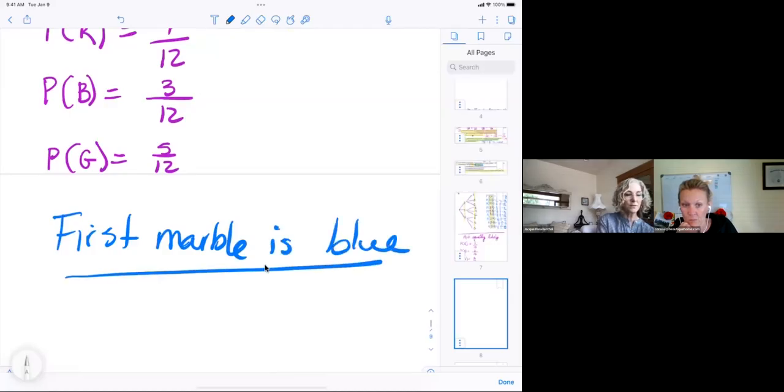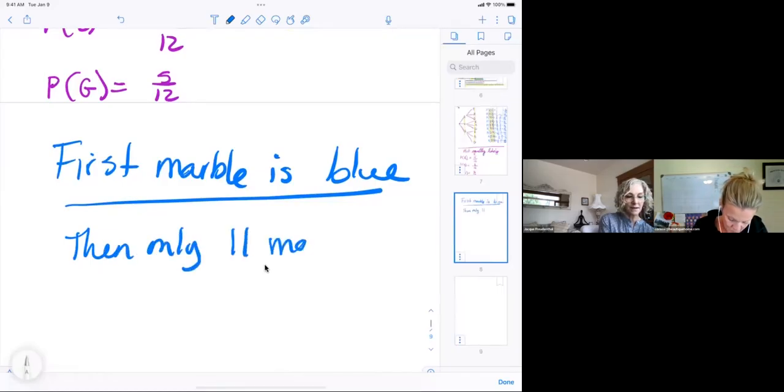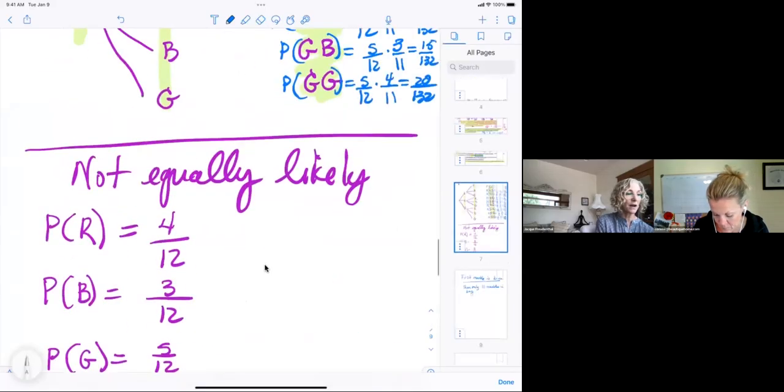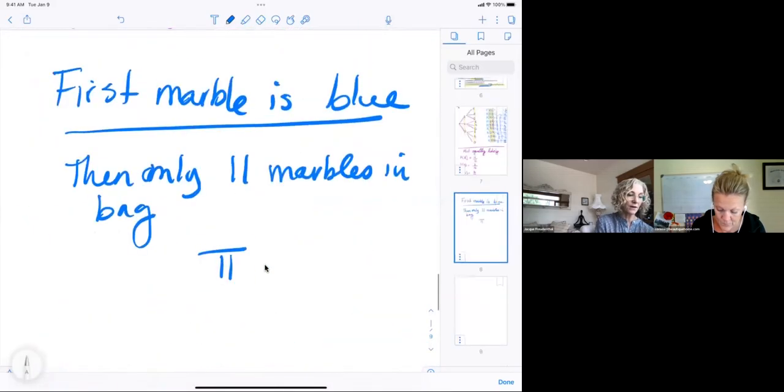So if the first marble is blue, then there's only 11 marbles in the bag. And I'm just thinking that the marbles are in a bag that I'm taking them out of. So now there's only 11 marbles left in the bag. So out of those 11 marbles, what is the probability that you get a red marble? There's 4 red marbles. So it would be 4 out of 11.